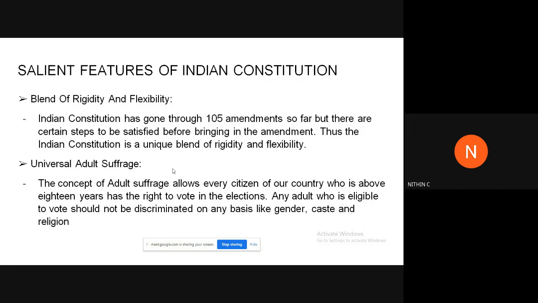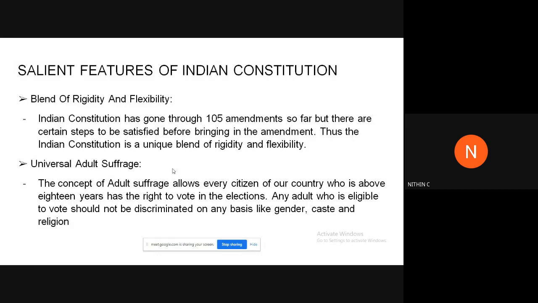The Indian constitution has gone through 105 amendments so far, but there are certain steps to be satisfied before bringing in an amendment. Thus, the Indian constitution is a unique blend of rigidity and flexibility. Why do we call it a rigid one? If it is possible to amend the articles within the constitution, we can consider it a flexible one. But in order to make the amendments possible, certain steps have to be satisfied, and that's why we call it a blend of rigid as well as flexible nature.